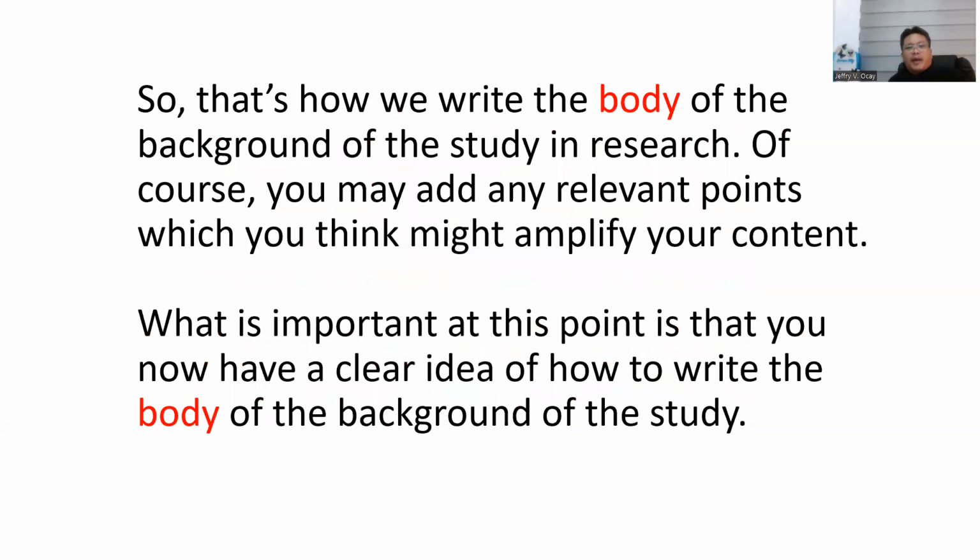So that's how we write the body of the background of the study in research. Of course, you may add any relevant points which you think might amplify your contents. So again, what I am presenting is simply a concise, succinct form of the background of the study. At least it contains not all, but at least the techniques in writing the background of the study, and I'm sure it will guide you in writing your own background of the study. What is important at this point is that you now have a clear idea of how to write the body of the background of the study.